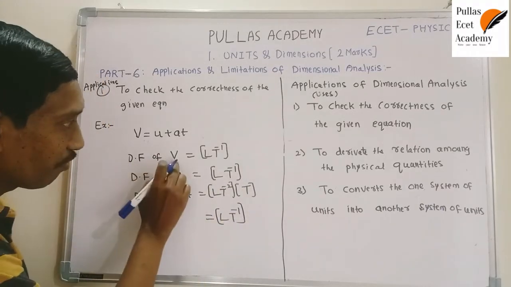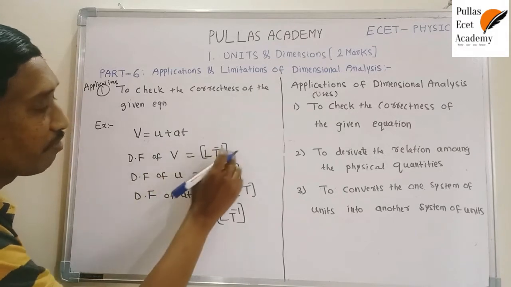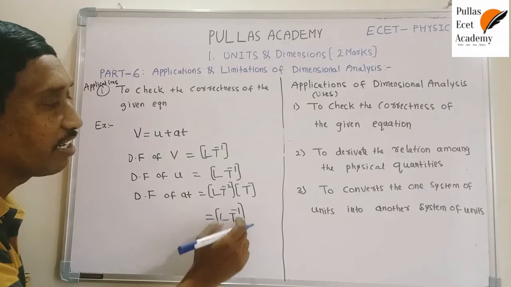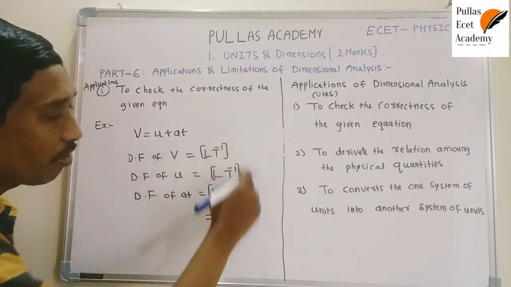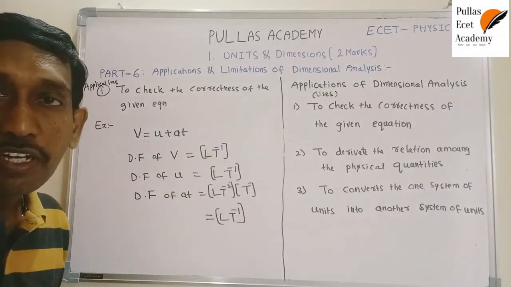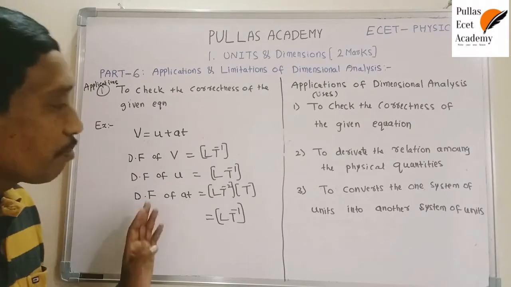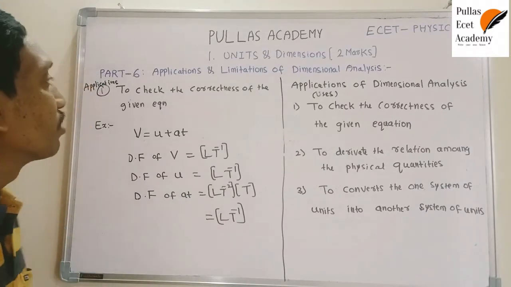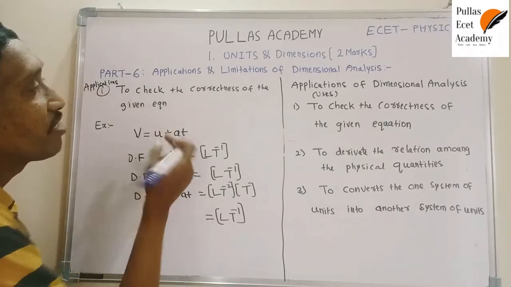That means the dimensional formula of V is LT⁻¹, the dimensional formula of U is LT⁻¹, and the dimensional formula of at is LT⁻¹. Now these are all similar. That's why, what is proved here? The principle of homogeneity is proved, it is obeyed. So that means the given equation is correct.